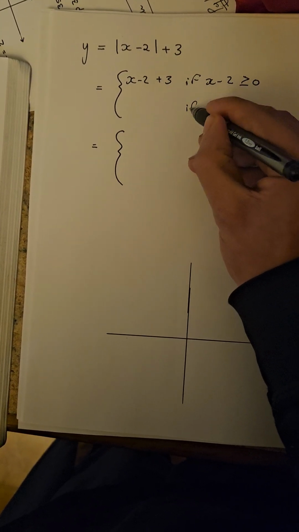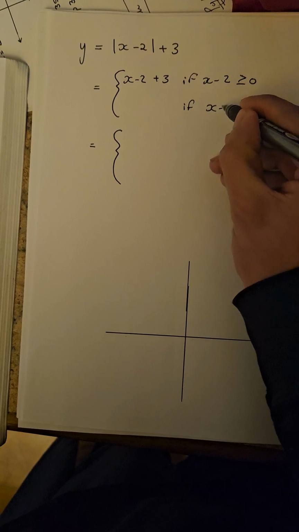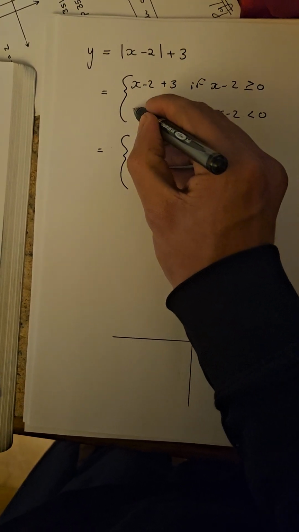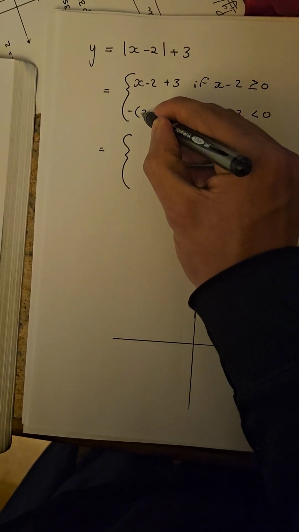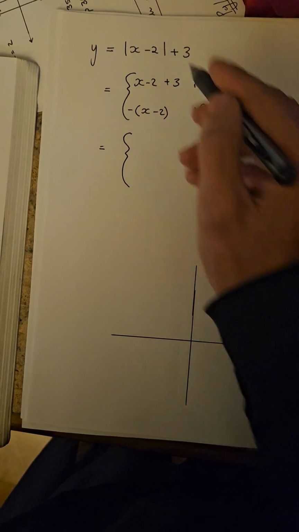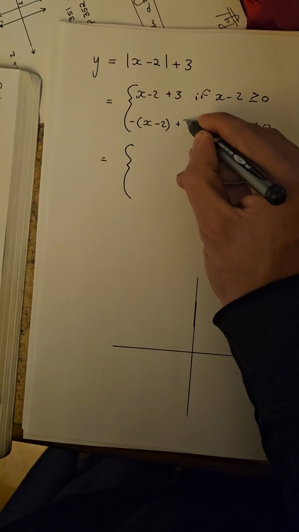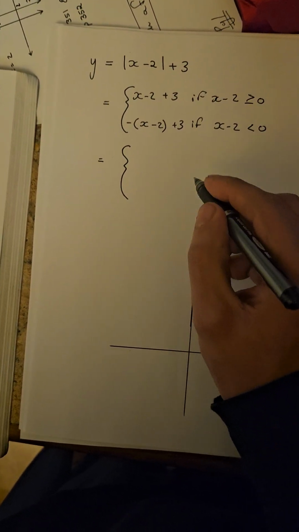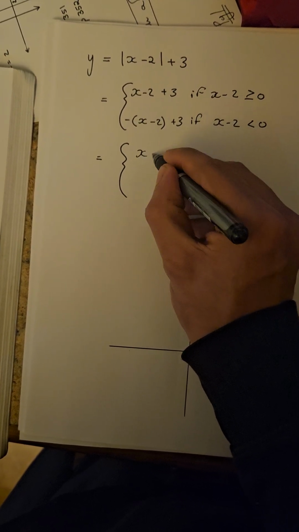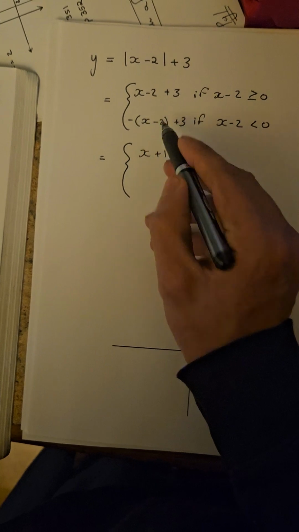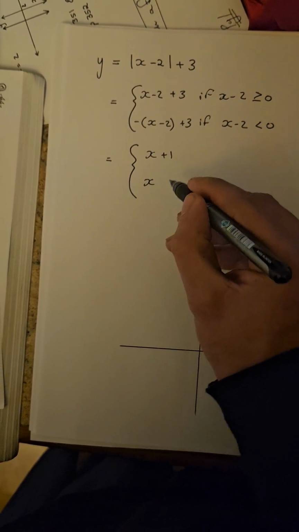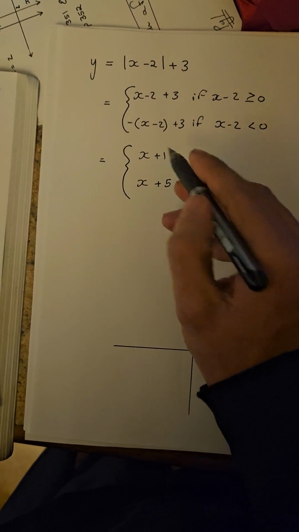Or if whatever is inside that absolute value is negative, then this would change to negative x minus 2, negative of whatever is inside there. Okay, so then I can go and simplify this a bit further and say negative 2 plus 3 is 1. And I can go and multiply this in and say it's negative x plus 2 plus 3 is plus 5. Okay.